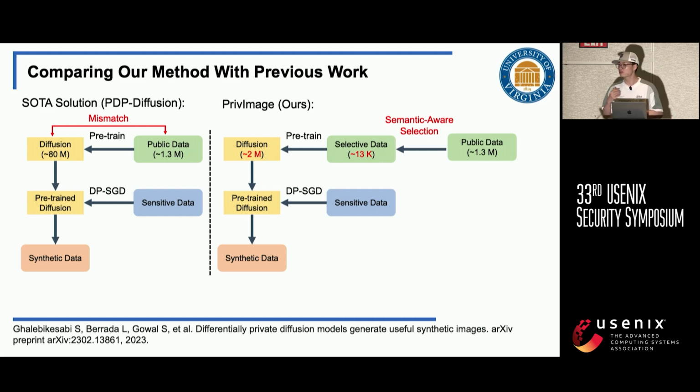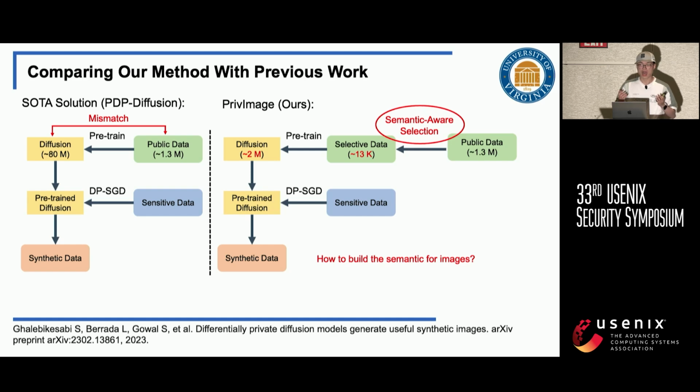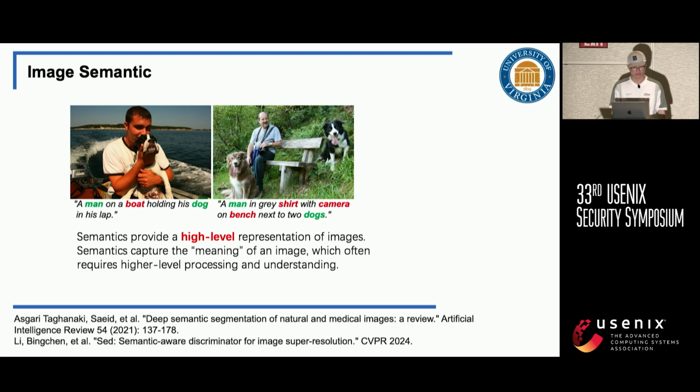So, we proposed our method, PrivImage, and we do this semantic-aware selection on the public dataset. So the question is, how can we obtain the semantics of the sensitive dataset and of the public dataset? So how to build the semantics for images? In our paper, we focus on the semantics of images.